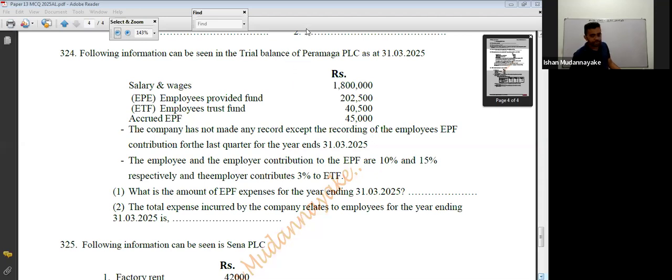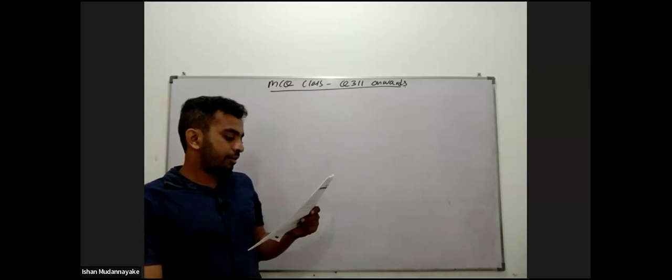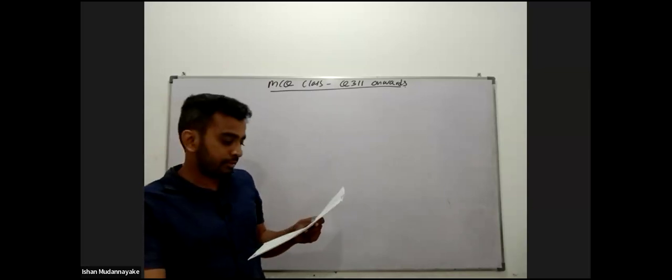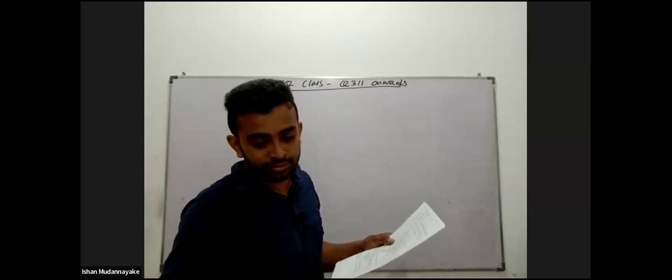Yes, salaries and wages 1,800. Salaries and wages 1,800 means they have recorded the EPF contribution of the employee at 10%. If they have recorded 10% EPF of the employee, then this 1,800 is gross salary.